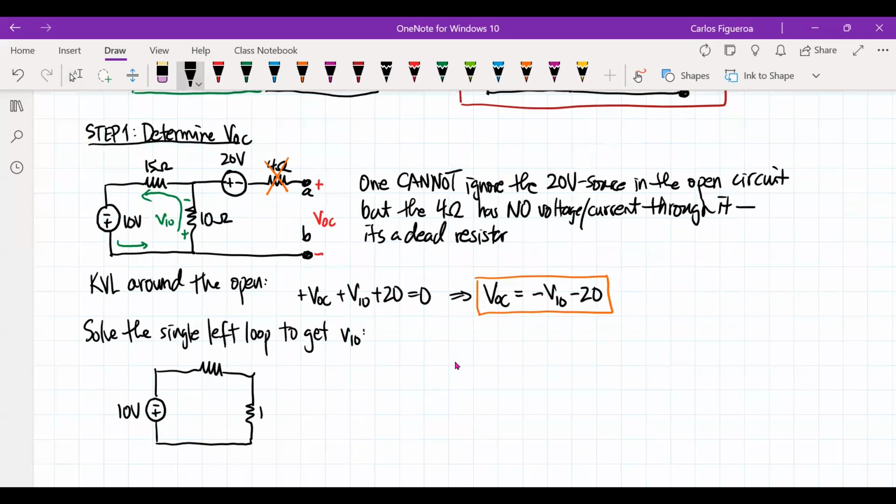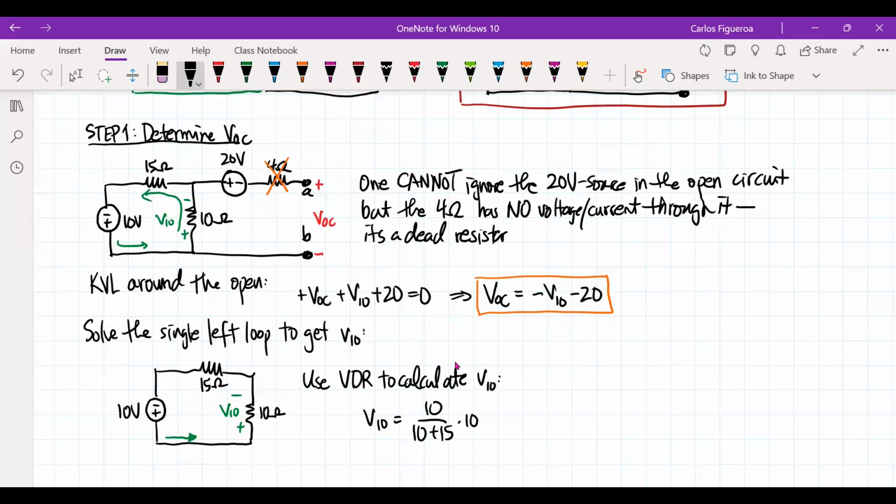So I could see here is that this is my 10 ohm, and then according to what we said here, that has to be V10. And then this is a 15 ohm resistor. And of course, we could see here is that the current has to be moving in that direction. So I'm going to use VDR to calculate V10. So then V10 is going to equal 10 over 10 plus 15, times 10 volts. And you see this is a positive 4 volts.